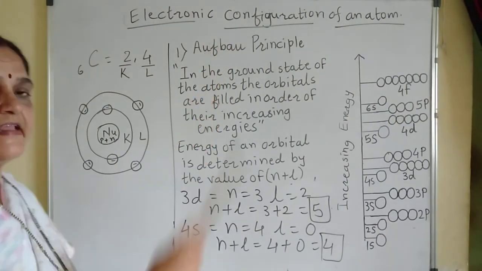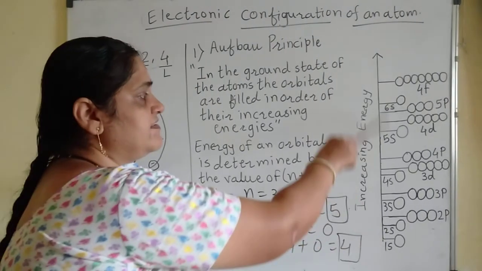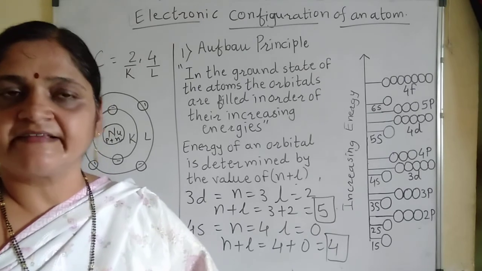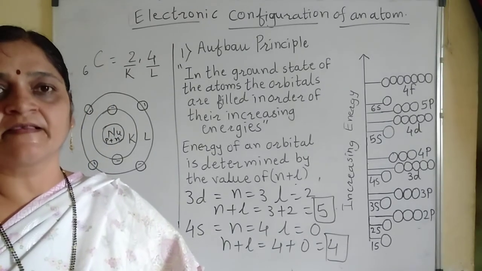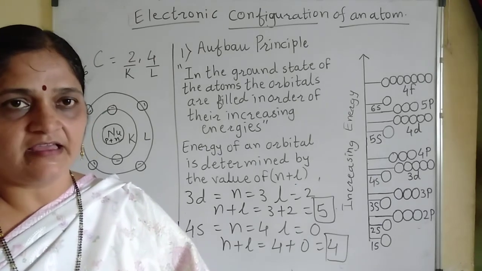So when we are writing electronic configuration, we have to remember this sequence of increasing energy of the different orbitals, and we have to arrange the electrons from lower energy orbitals to higher energy orbitals. So children, I think your concept is clear.